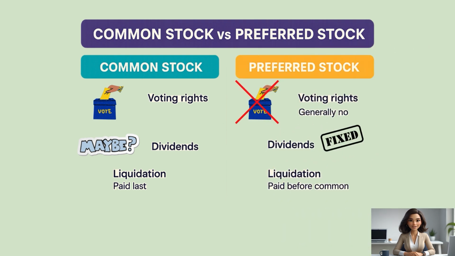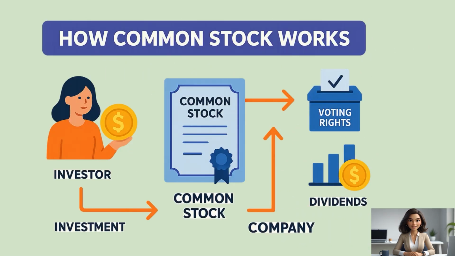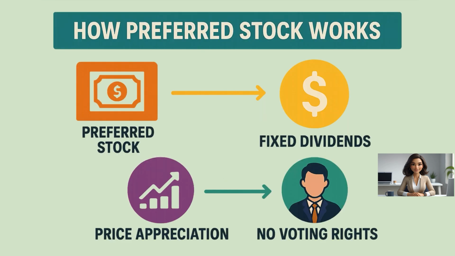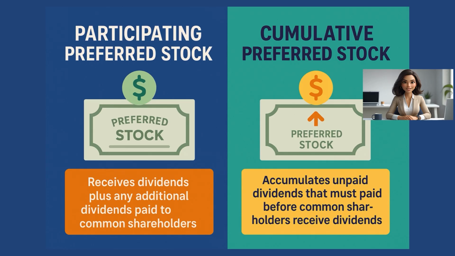Common stock has voting rights and sometimes it pays a dividend. But a corporation does not have to pay a dividend to common stockholders, and some never do. Preferred stock does not have voting rights and it pays a fixed dividend. This makes it a popular choice for investors looking for income. There are several types of preferred stock.